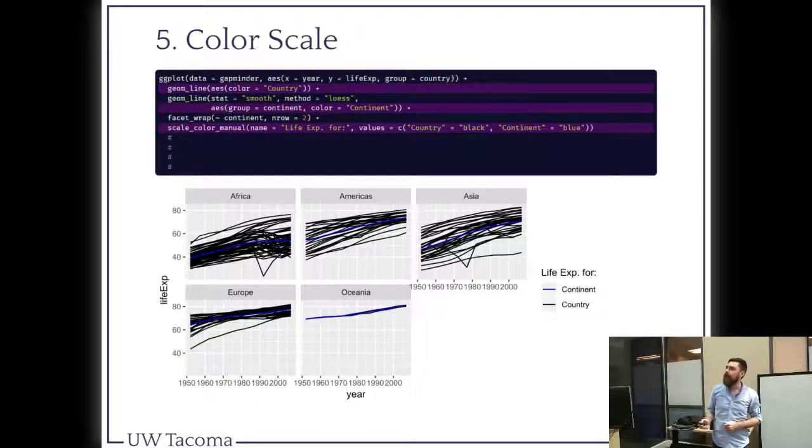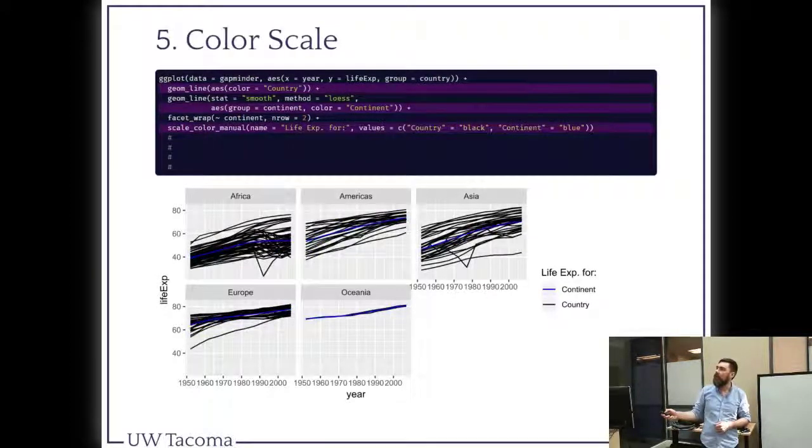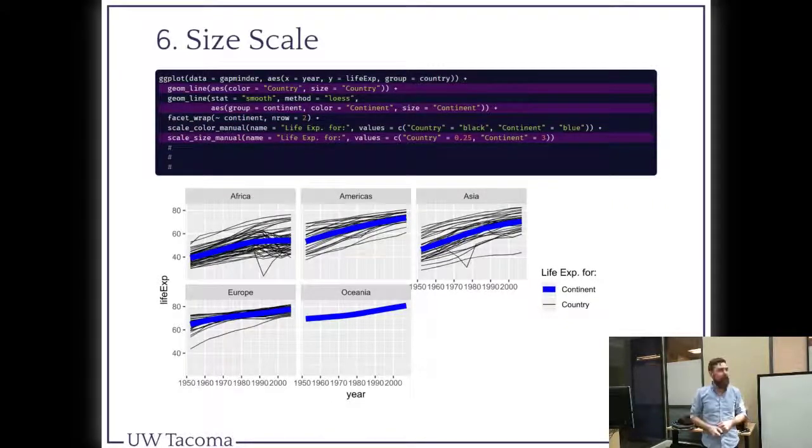Okay? Now, scale size manual. I've just increased the continents to be a size 3 line. I've reduced the country lines to be 0.25. So I can see country lines are narrower, continent line is big. And you'll see the legend automatically changes in a corresponding fashion. You don't have to manually set any of that.